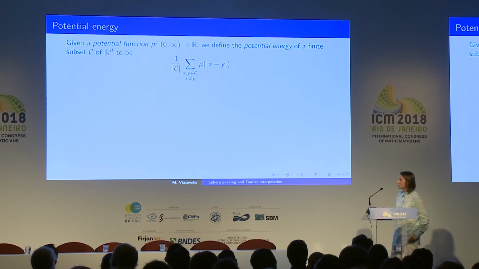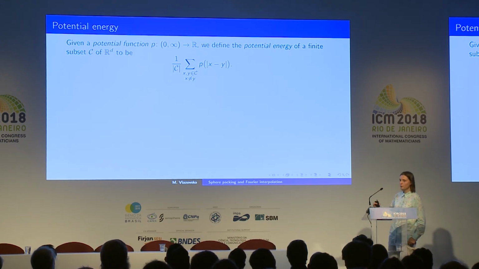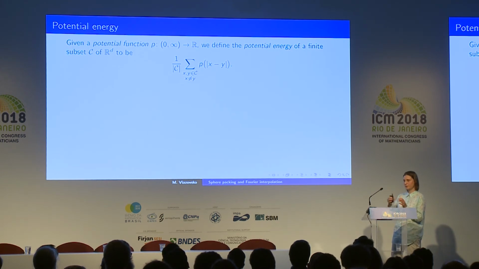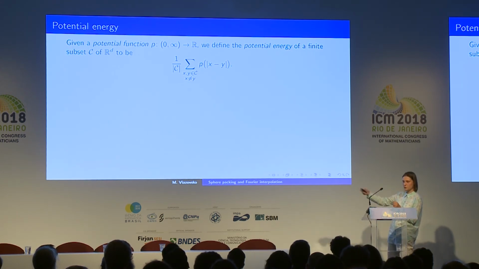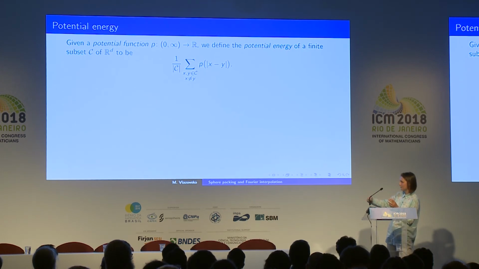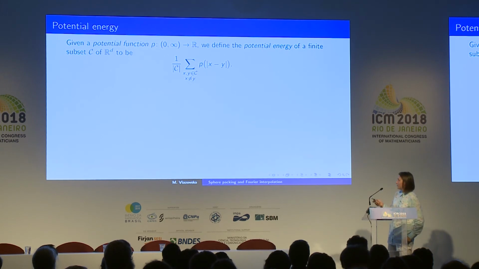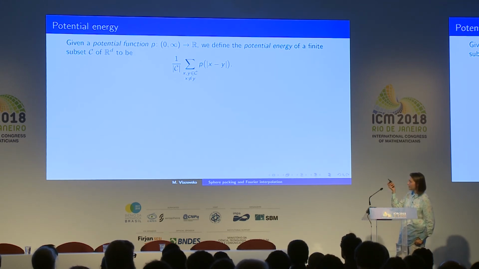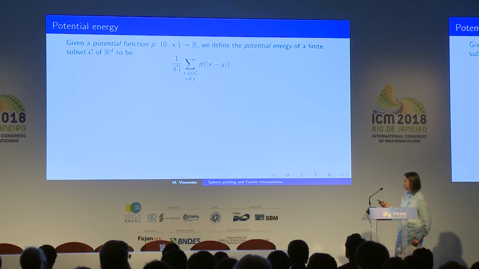So what we do, we choose some potential function. It actually can be anything. It could be some nice Coulomb potential, or, if we speak about sphere packing, you can also think of it as a degenerate problem, where our potential is infinite around 0 and then drops to 0 when it's far away from 0. And so when we are given the potential, first, for every finite subset of Euclidean space, we can define the finite energy of this set in the following way.